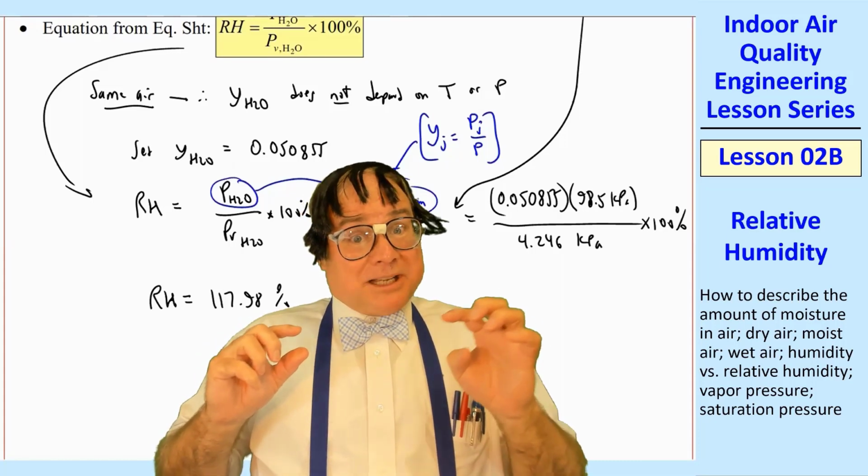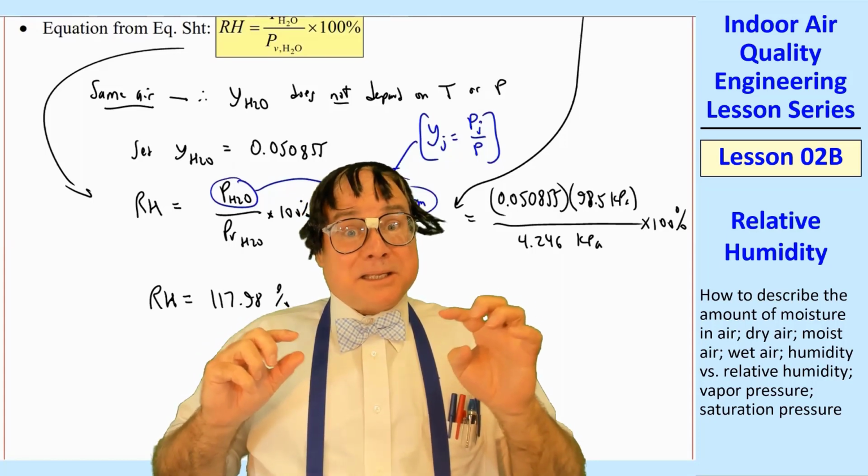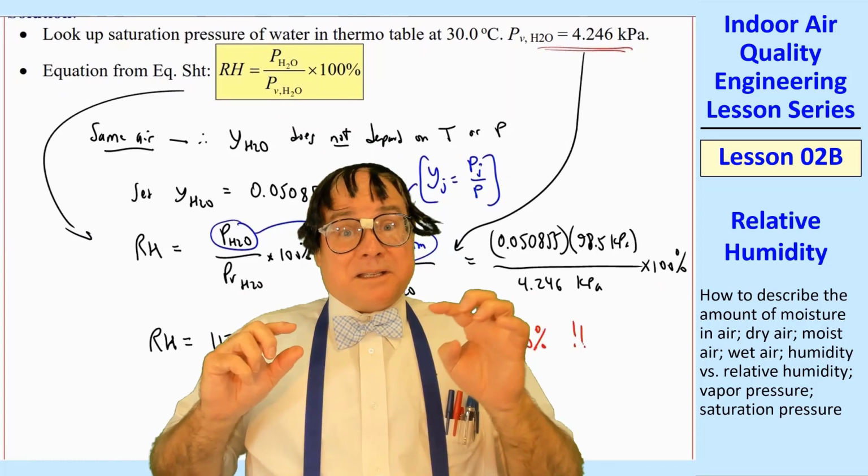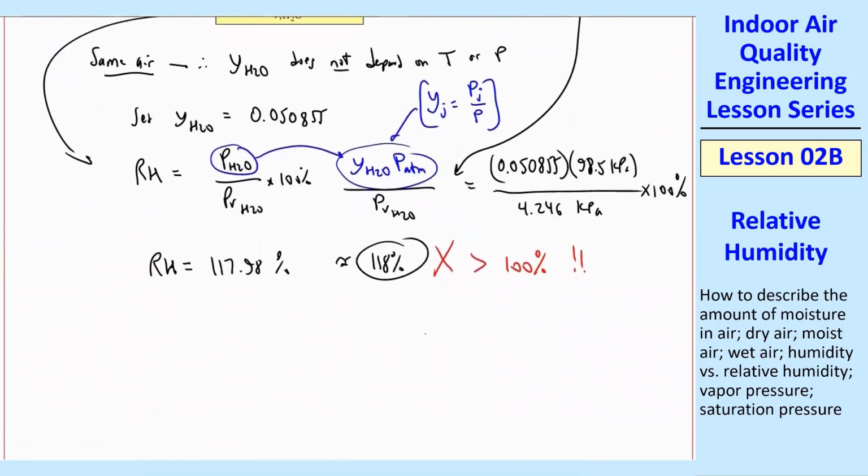Isn't that impossible? You're right, Ned. Remember, the relative humidity can only be between 0 and 100%. So this cannot be the right answer. The air at this temperature cannot hold that much water. So what will happen? It will rain. This is how meteorologists actually can predict rain.